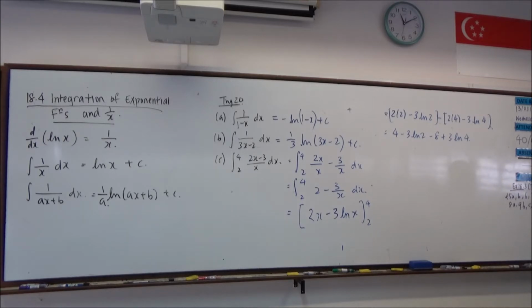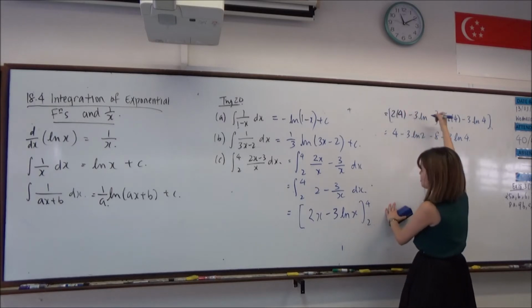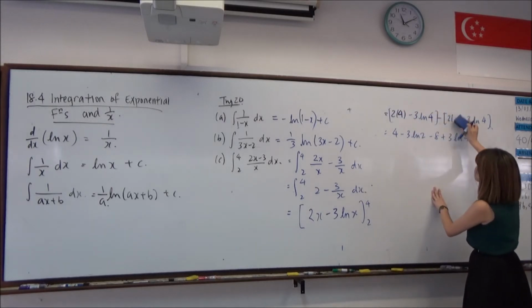So we get 2x minus 3 ln x, and we need to substitute in the limits. Sorry, we cannot do it directly. How do you want to do it directly, to 2x minus 3 over x? Yeah, ln 2x. What am I doing?